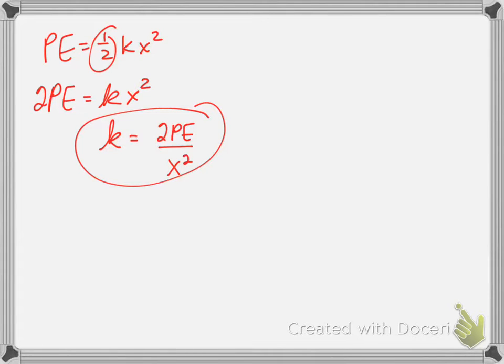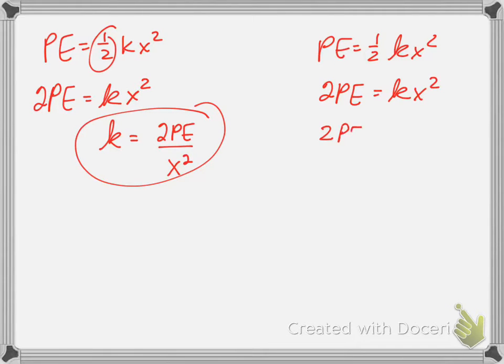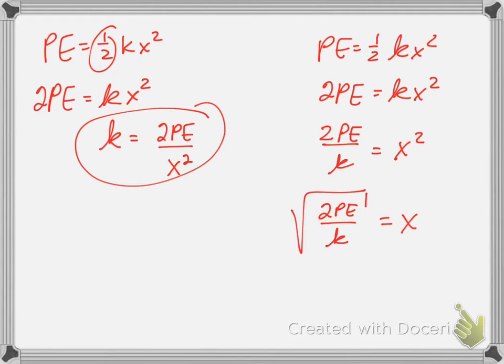What if you need to solve for x? Well, same thing. I need to multiply by 2 to get rid of the 1/2. Now I need to divide by k to get rid of that. And then take the square root of both sides to find x. That's a couple of extra steps there. So what you would do then is multiply 2 times the potential energy, divide by k, then take the square root of that whole thing, and you can get your answer.